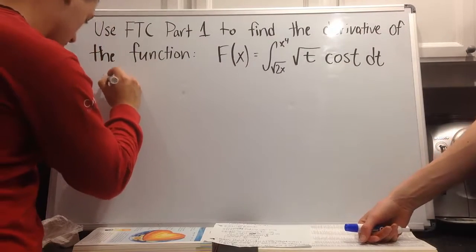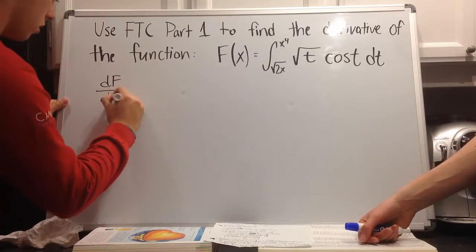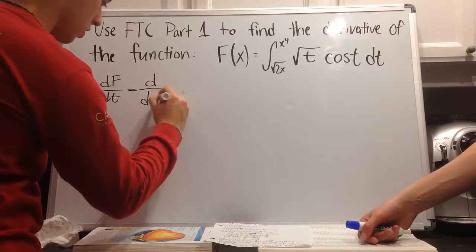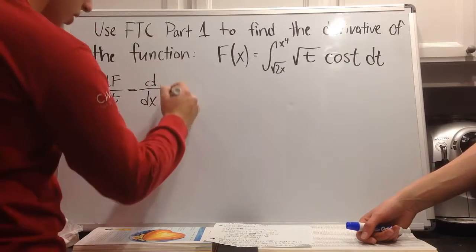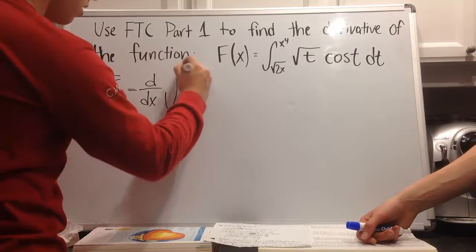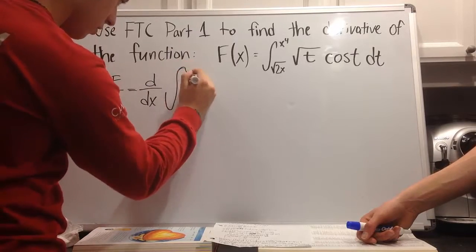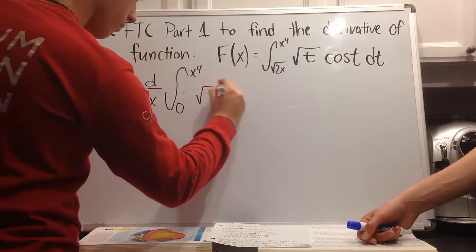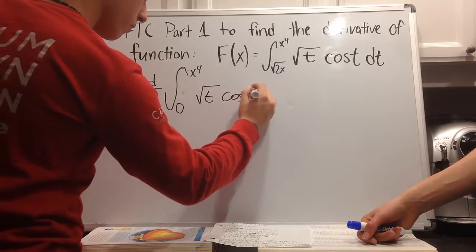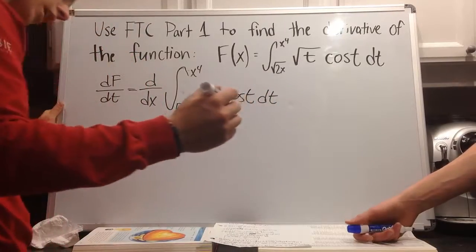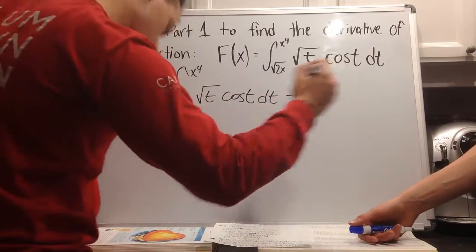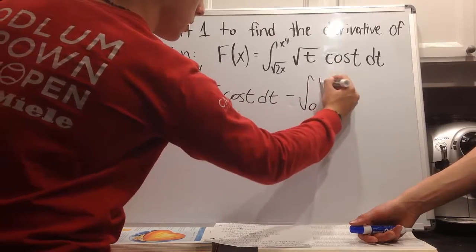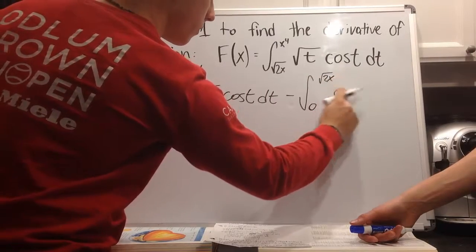What is that? dF over dx. Yes. And I take the derivative of the integral from 0 to the upper limit. And then we're going to subtract the derivative of the integral from 0 to the lower limit. Okay.